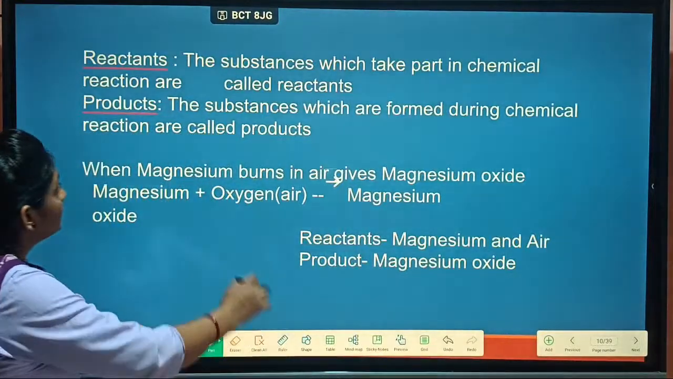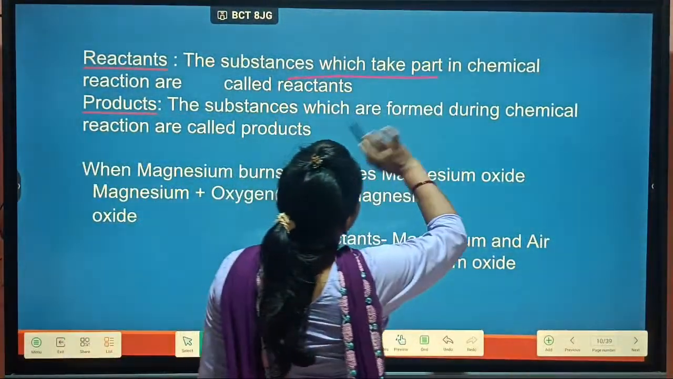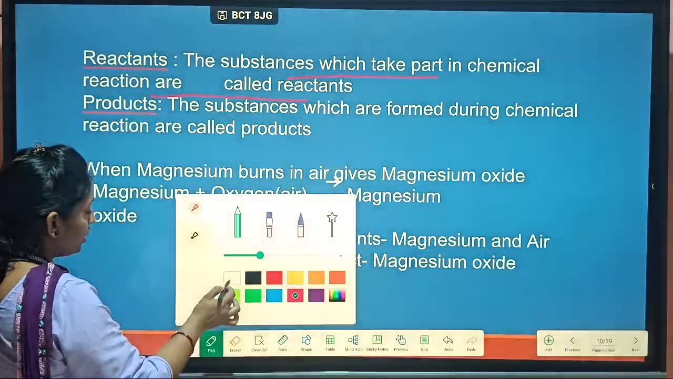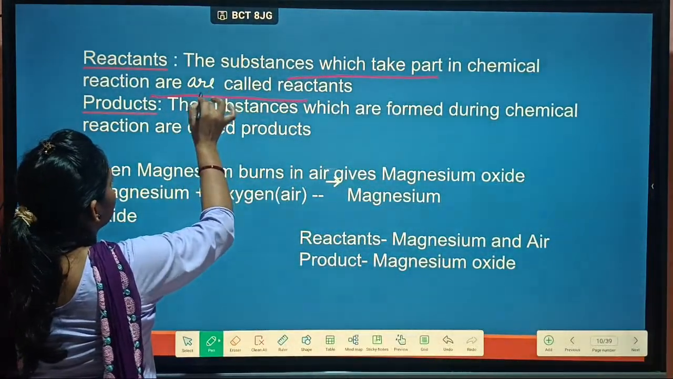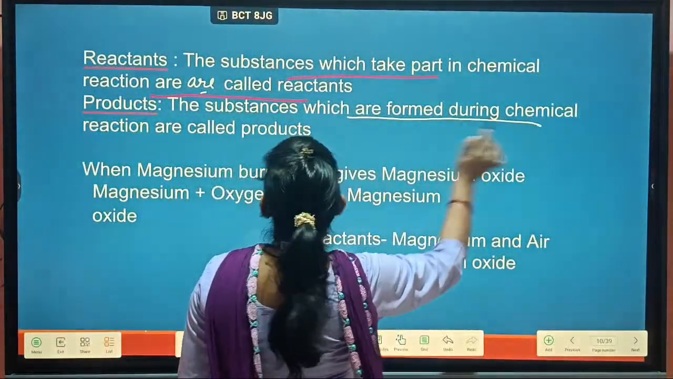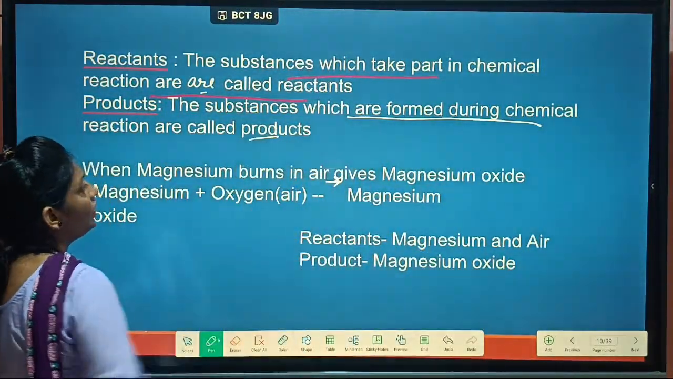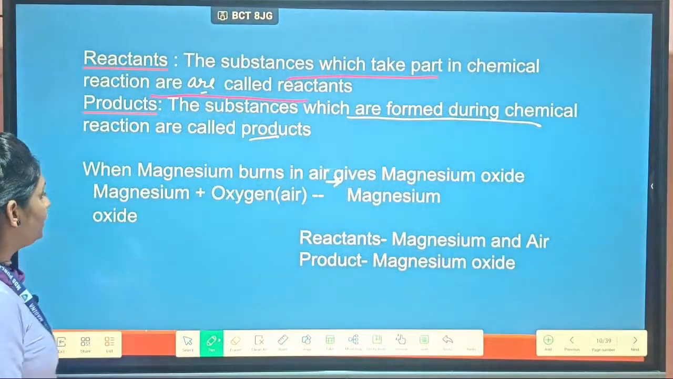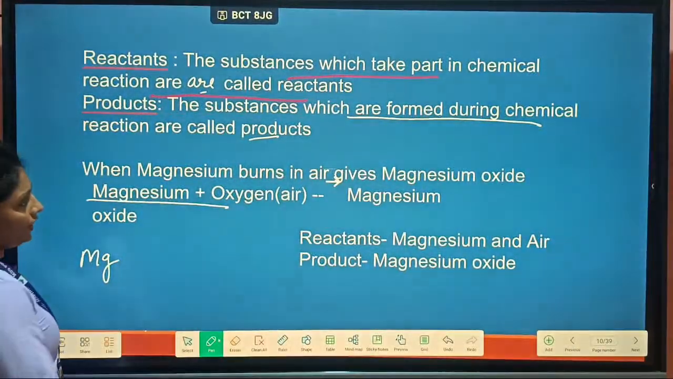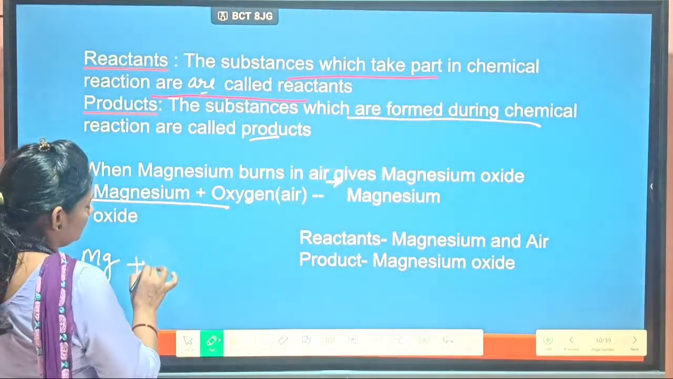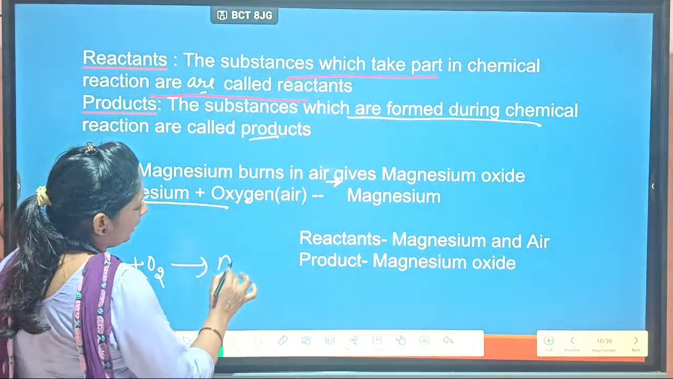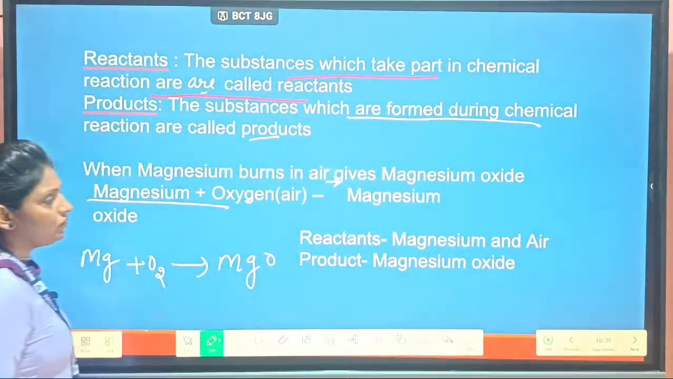Then students, the substances which take part in a chemical reaction are called the reactants, and the substances which are formed during a chemical reaction are called the products. For example, students, when magnesium, Mg, burns in air, it gives us magnesium oxide.